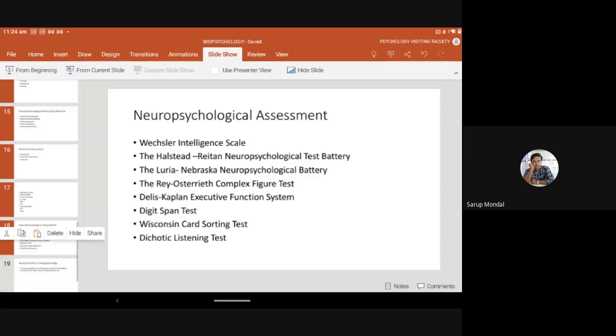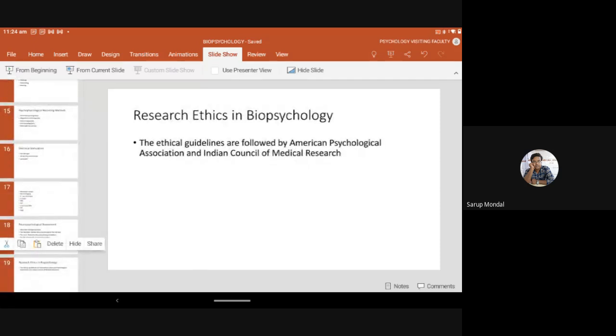Now, after this slide, I will show you what the research ethics in biopsychology are. There are some fixed ethical guidelines that we have to follow, like those of the American Psychological Association, and in India there are guidelines given by the Indian Council of Medical Research. There are some instructions and guidance for the researcher while conducting research with human and animal participants. There are various ethical issues that need to be taken care of while doing research in biopsychology.